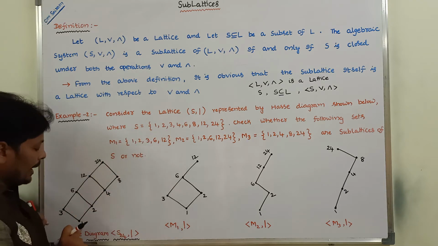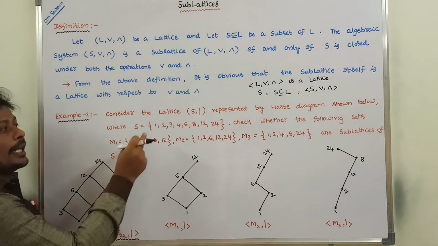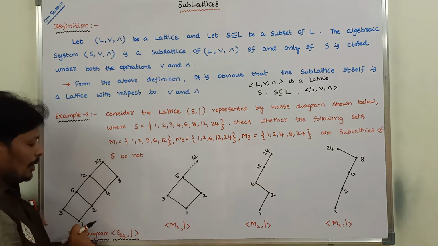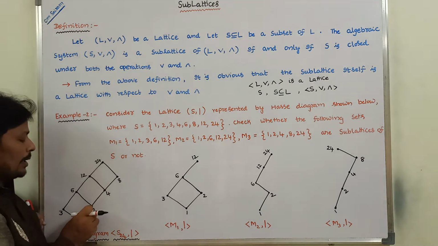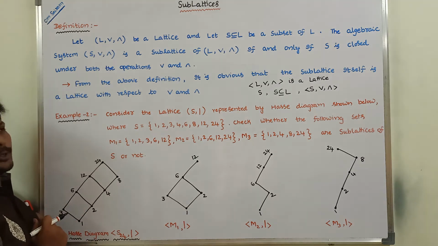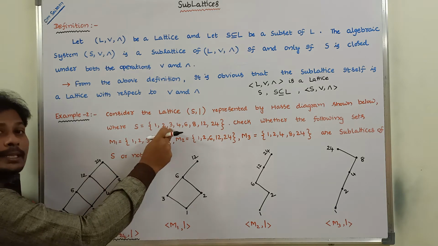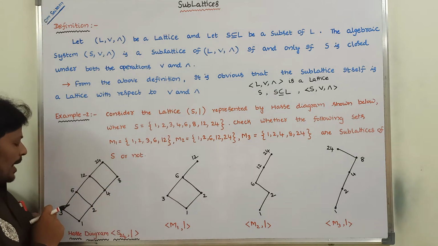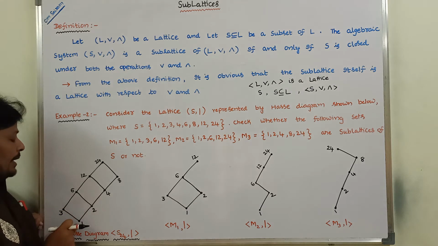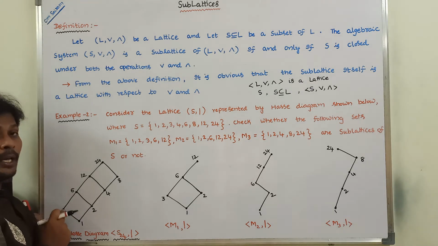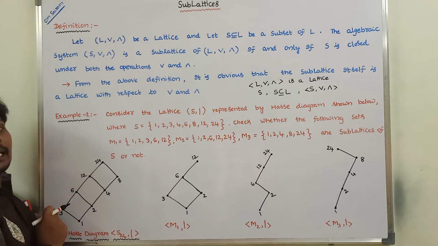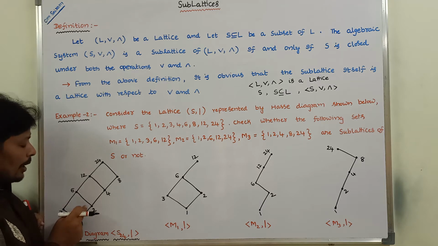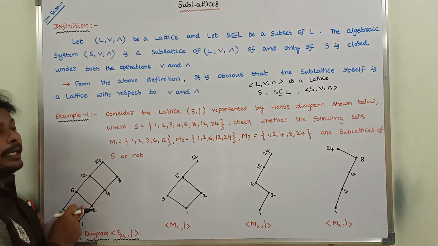First, I am taking element 1. Next element is 2. 1 divides 2, so we draw the edge between 1 and 2. Next element is 3. 1 divides 3, so we draw the edge between 1 and 3. 2 does not divide 3, so we do not draw the edge between 2 and 3.